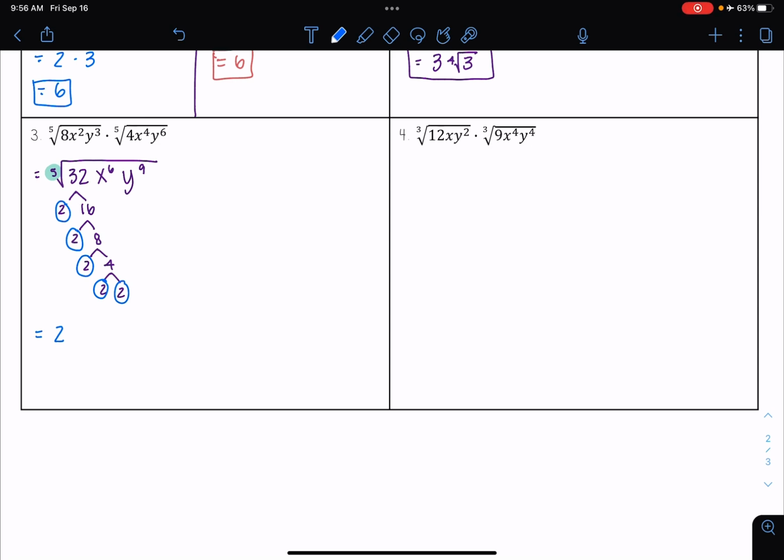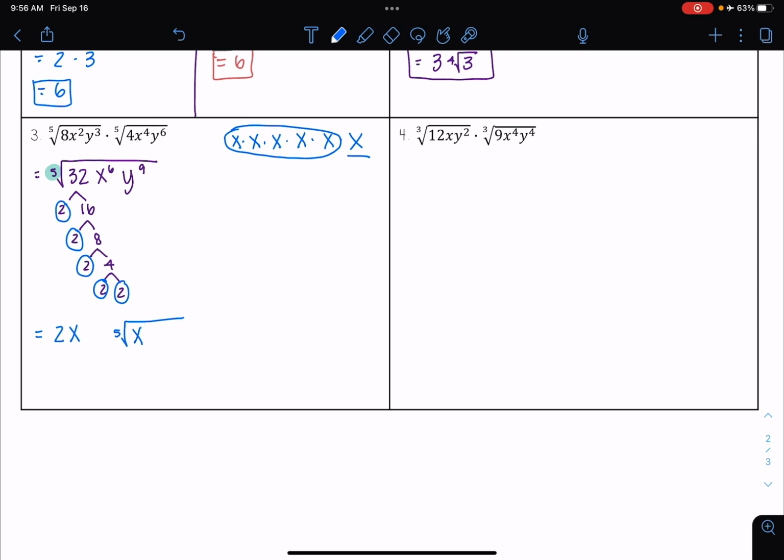Now x to the 6th, I'm looking to see how many groups of 5 I have. Well, x to the 6th is the same thing as x times itself 6 times. So that means I have one group of five x's, so I have one x that is coming out, and there's one x that didn't get used, so there's one x remaining.